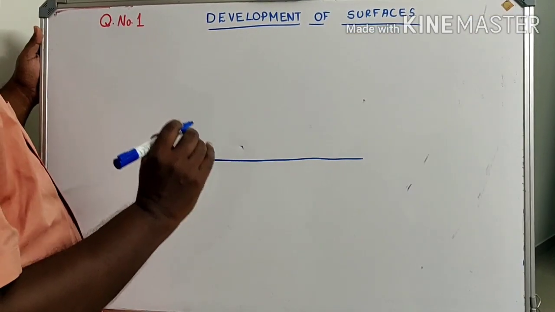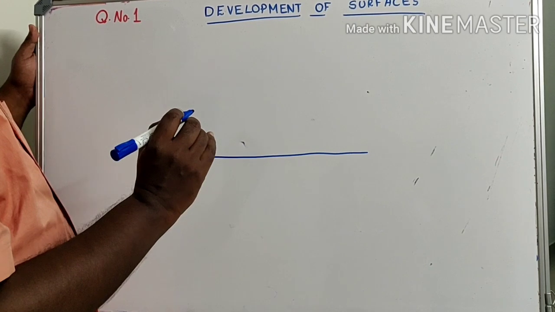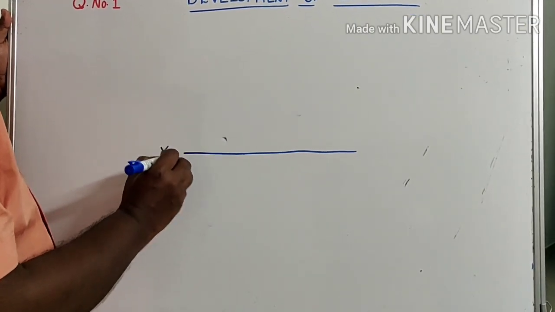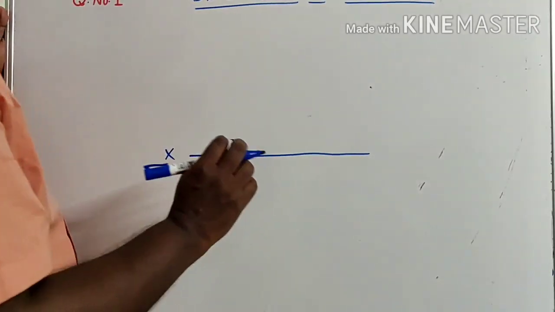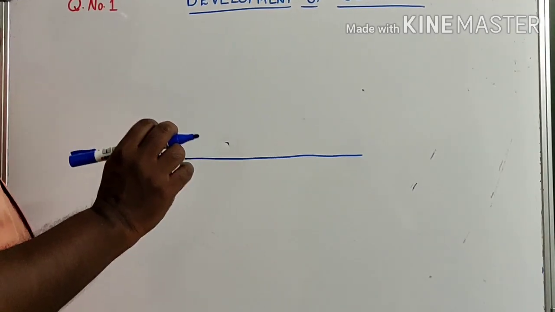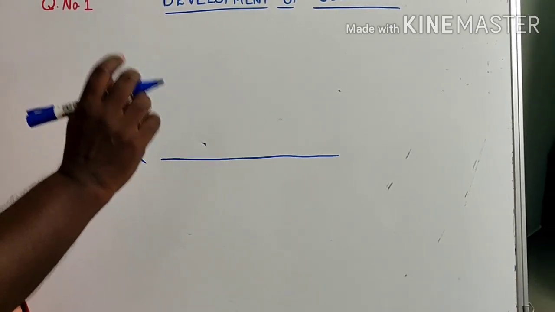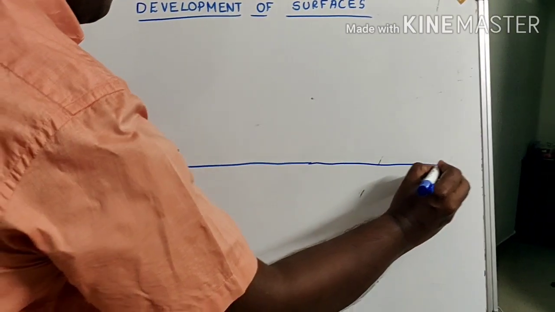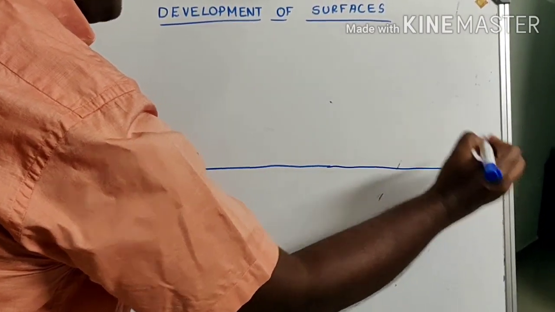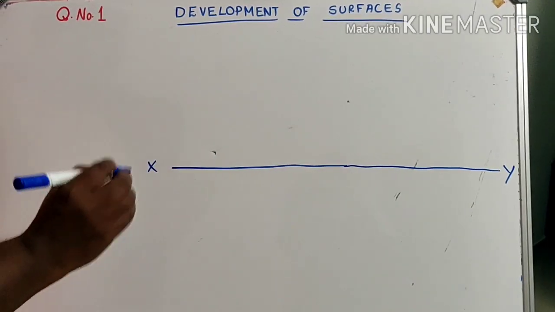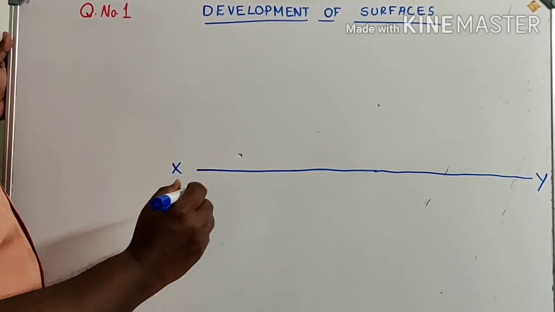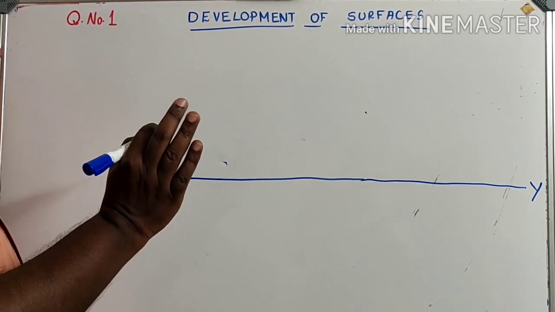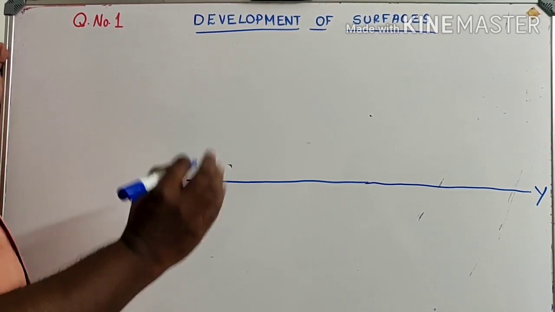As in the case of any problem related to projections, first of all we have to draw the XY. There is no difference in this case also. But here, if it is the development of a prism, the length should be more for the XY line. Now, I am going to draw the simple position or the simple projection of the solid.